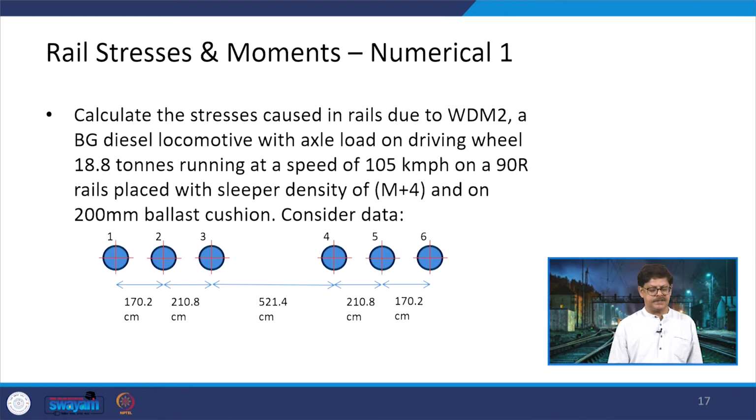The first wheel and the second wheel are at a distance of 170.2 centimeters. The second and third are at 210.8 centimeters. And then this one set is put at a certain distance away, which is 521.4 centimeters, from another set of 4, 5 and 6, and again the distances are the same with respect to 6 and 5 and 5 and 4. So, let us solve this.